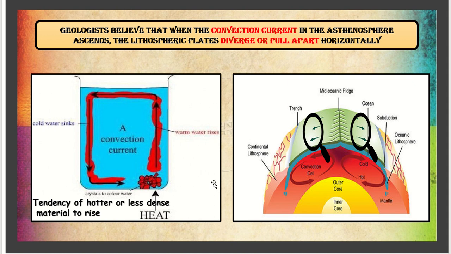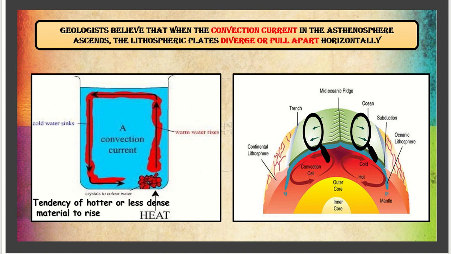The hot air rises up, and this is how the plates converge or diverge. So geologists believe that when the convection current in the asthenosphere ascends, meaning increasing, the lithosphere plates may diverge, that means going away from each other, or pull apart. Diverge, we can also say pulling apart. So something from inside comes outside. Okay, when there is a place formed, something is newly formed.